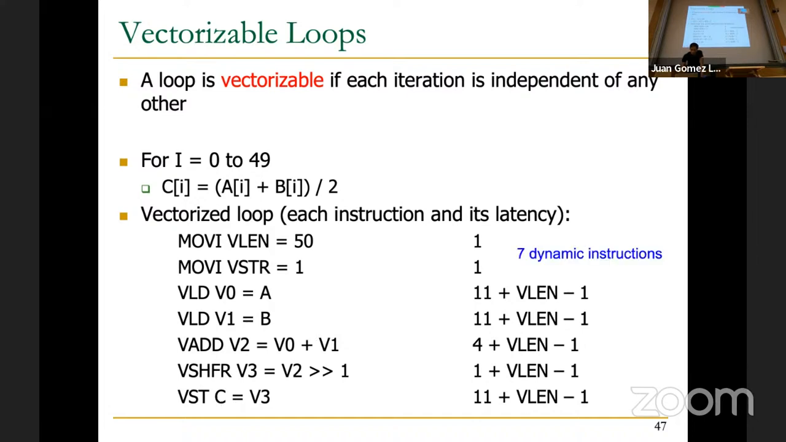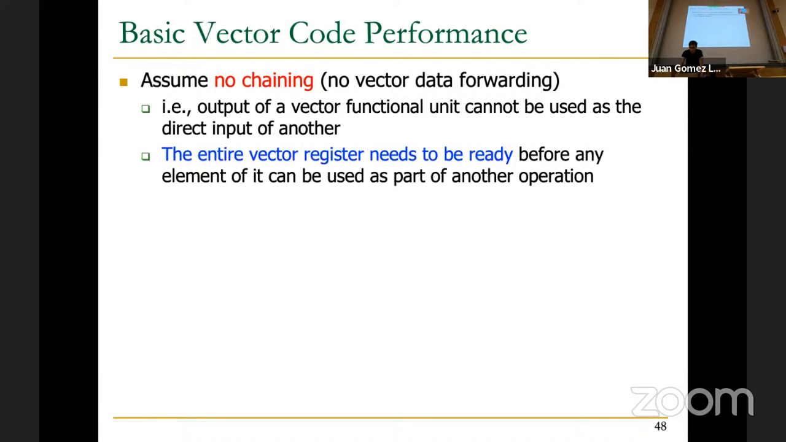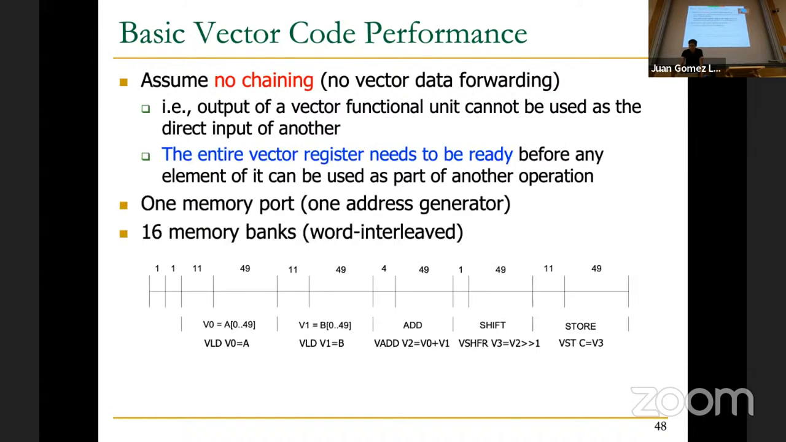In total, we are already saving a lot of effort here, because remember, this was 304 dynamic instructions for the serial code. Here, we only need 7 dynamic instructions. That's the first advantage. We are fetching way fewer instructions from the instruction memory. We don't need to spend so much energy and resources in decoding instructions. So we are already making our computer more efficient. But let's see how this is executed in the simplest vector processor that we can think of right now.